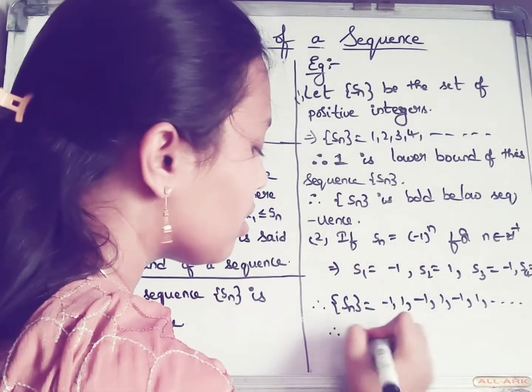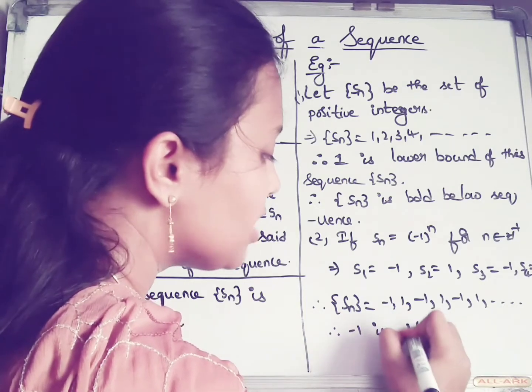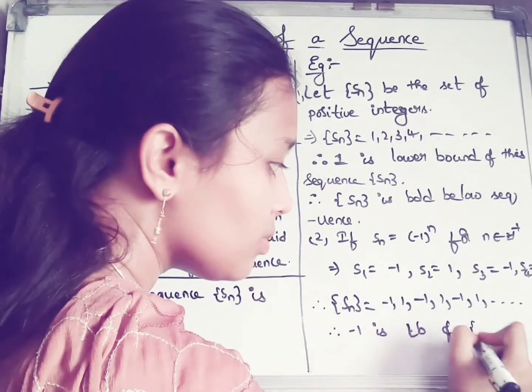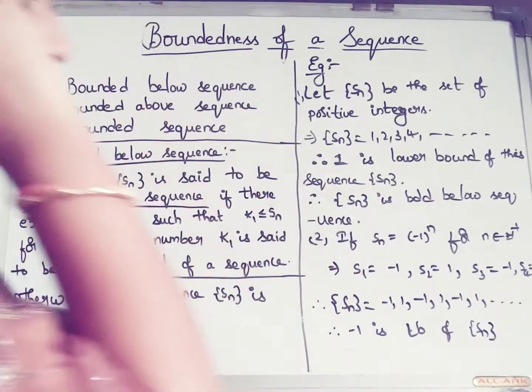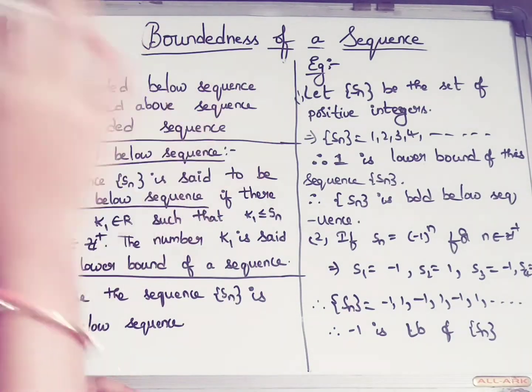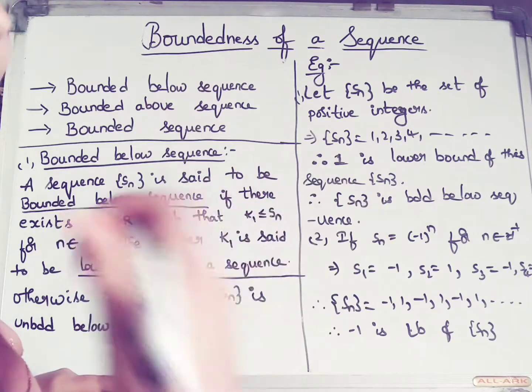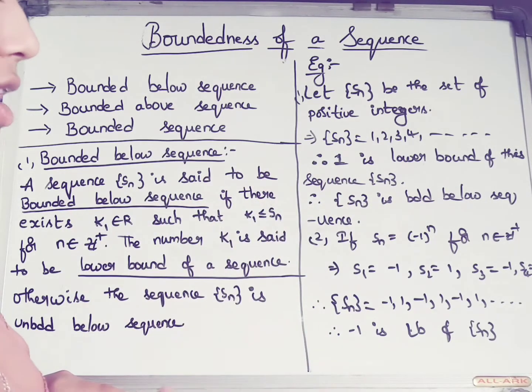Therefore, minus 1 is a lower bound, obviously. Minus 1 is always less than or equal to plus 1. A negative sign is always less than or equal to a positive sign. So we can say that minus 1 is a lower bound of the sequence Sn.